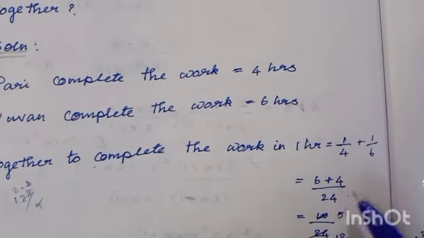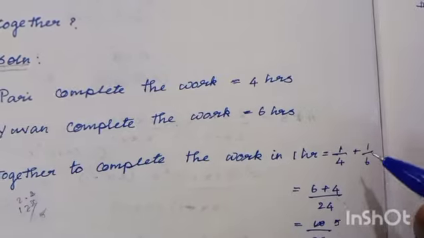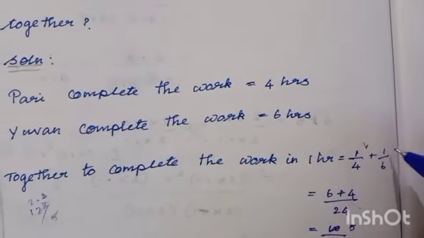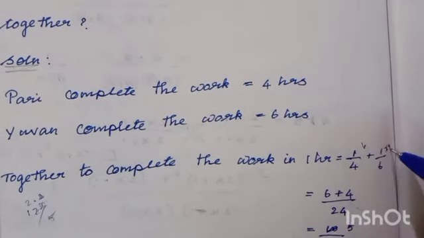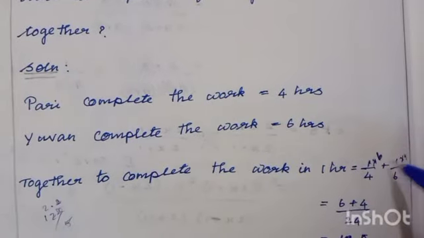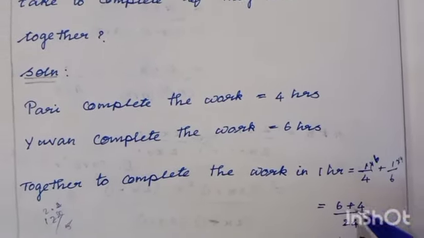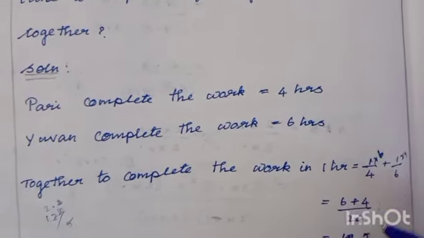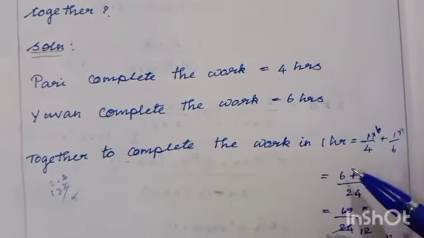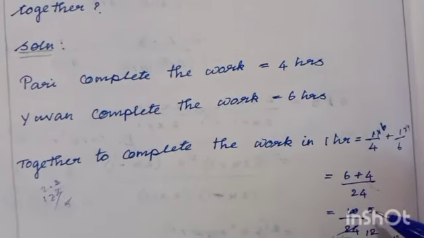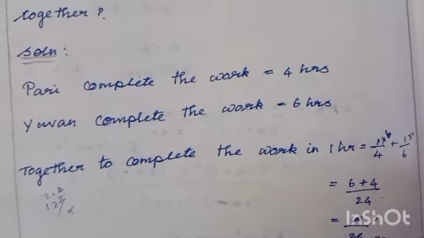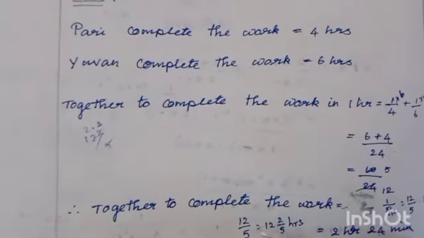4 comma 6 LCM is 24. So this one is multiplied by 6. For this, it is multiplied by 4. So 1 into 6 is 6, 1 into 4 is 4, whole divided by 24. Now 6 plus 4 is 10. 10 by 24. Cancelling is possible. That is 5 by 12. So now together to complete the work.